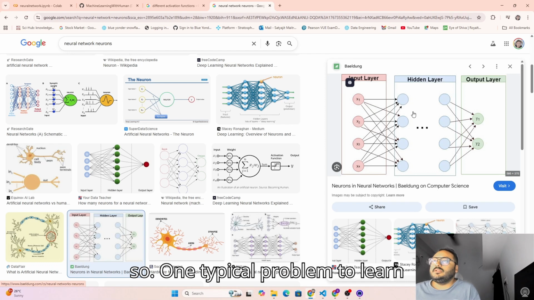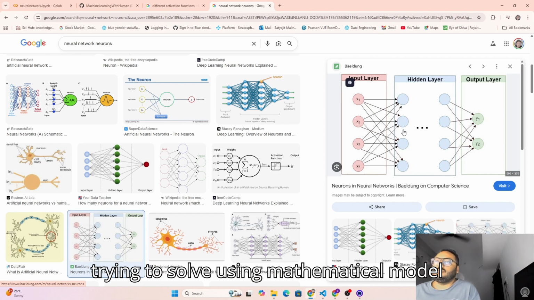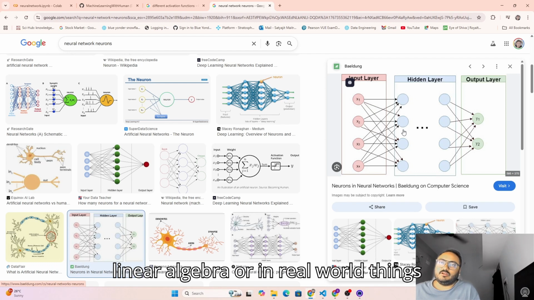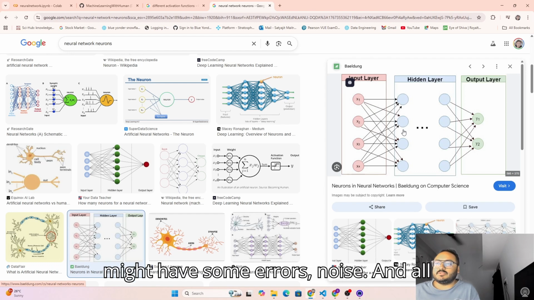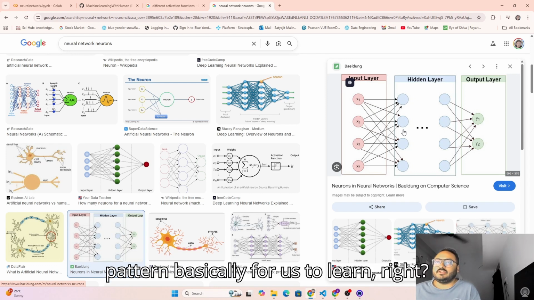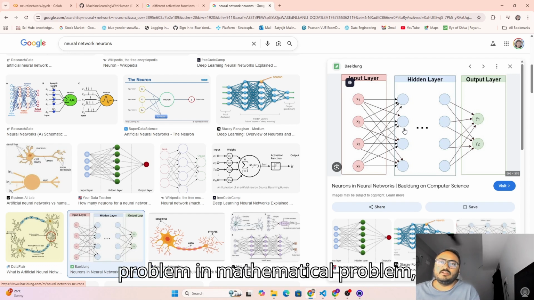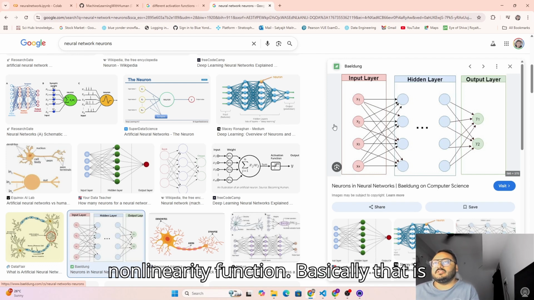So one typical problem in learning complex real-life situations that we are trying to solve using mathematical models is that the real world does not support linear algebra, or in the real world things do not happen linearly, right? It might have some errors, noise and all those things. It creates a complex pattern for us to learn, right? So to solve the complexity of any problem, neural networks implement one nonlinearity function, that is your activation function.